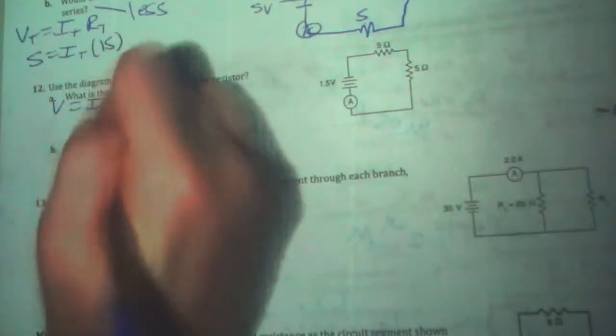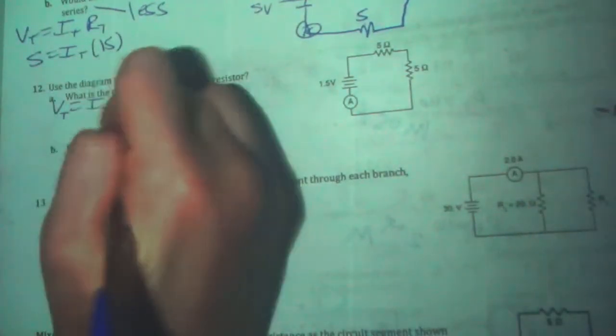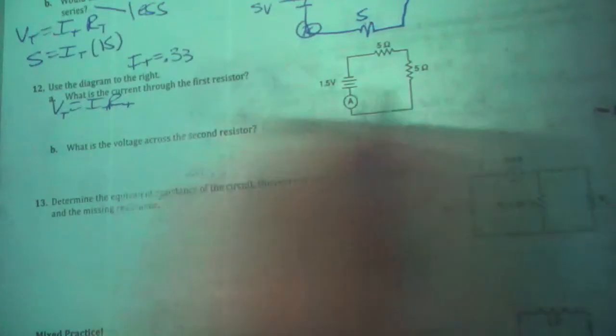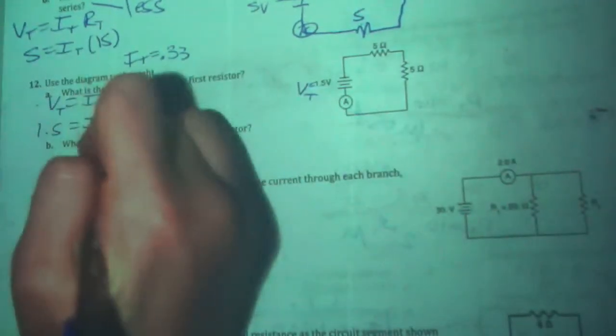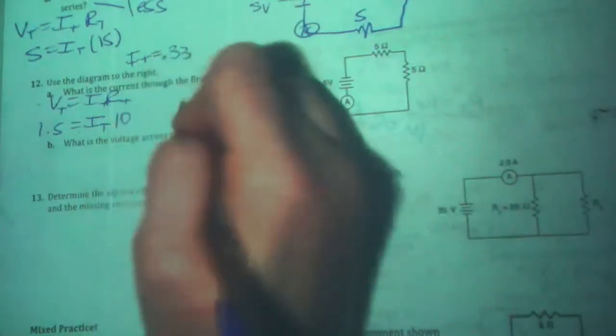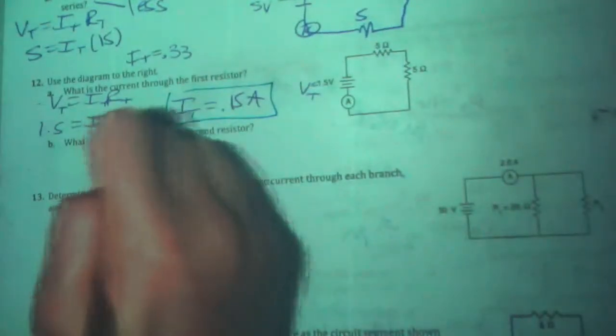Current through the first resistor, so V equals IR. I'm going to use total current and total resistance because the only voltage I have is V total. 1.5 equals I total times total resistance of 10, so total current is 0.15 amps. Voltage across the second resistor, so V2 equals I2 R2. I2 is going to be the same as the total current because current is the same, multiplied by the resistance 2. That gives me a voltage drop of 0.75 volts.